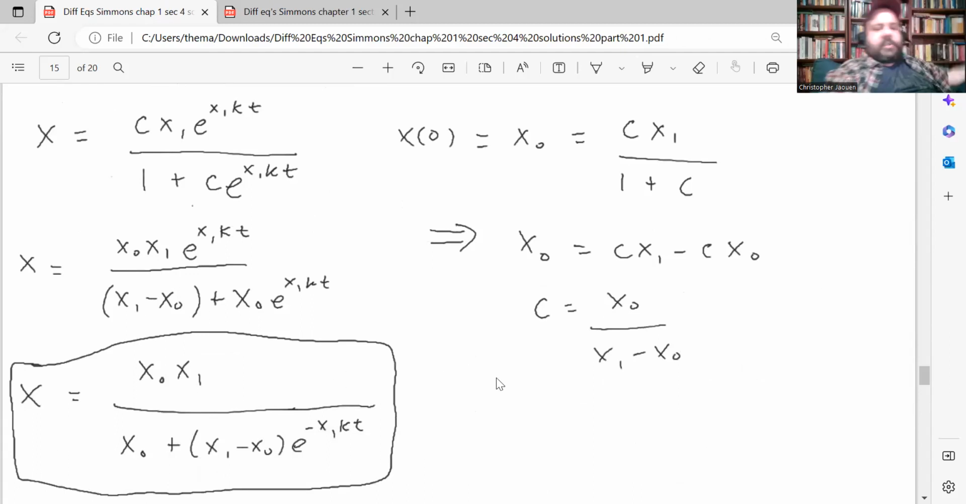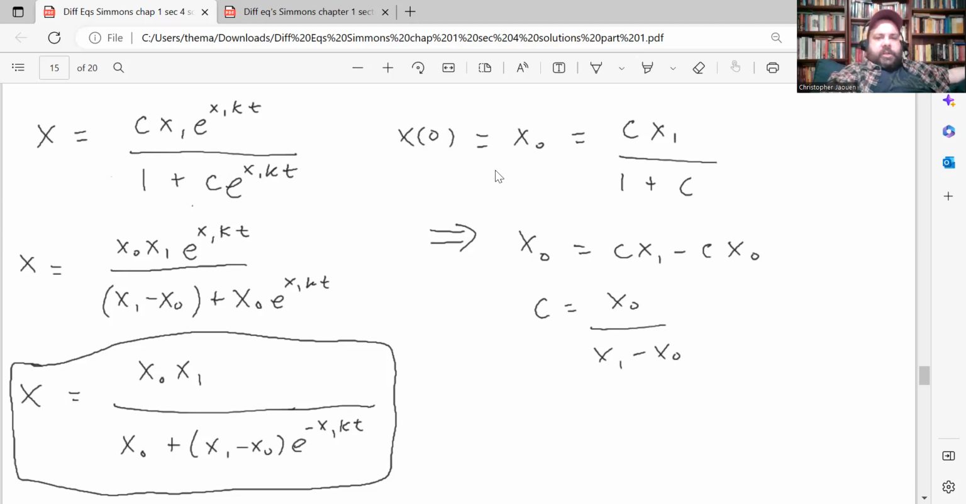So x is x0 times x1. Remember, x0 is the initial population. x1 is the carrying capacity of the, I don't know, the petri dish or whatever it is that these bacteria are living in, divided by x0 plus x1 minus x0 e to the negative x1 kt. Right. I found this by plugging in the initial value x0.